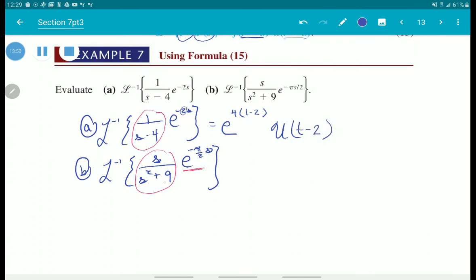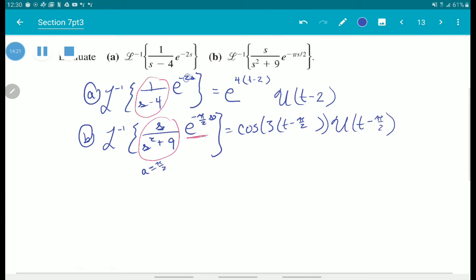So that 9 could be rewritten as 3 squared. And this ends up being the cosine function. So it would be the cosine of 3t. We're just going to plug in something different for t. That unit step piece is going to be t minus a. In this case, our a is pi over 2. So we have a t minus pi over 2 here. We have to have the same thing here. Now, this guy is going to simplify, so I'm going to simplify that down here.